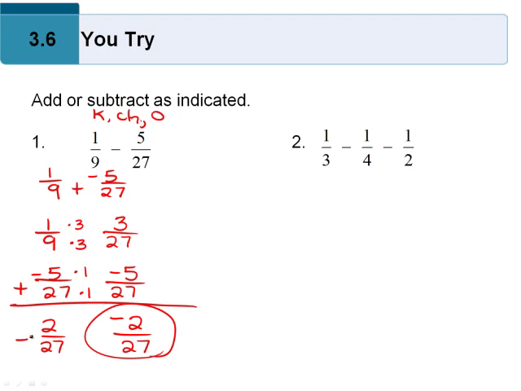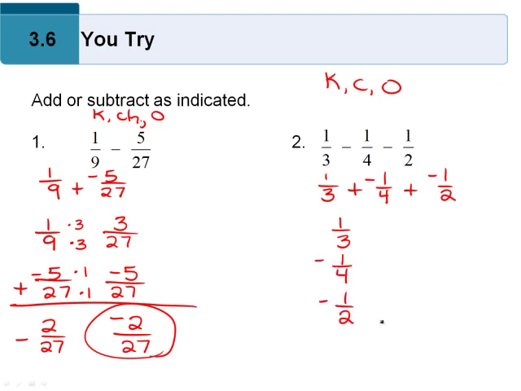All right, number 2, 1/3 minus 1/4 minus 1/2. So we're going to have to do keep, change, and opposite on both of these subtraction signs. So it's going to be 1/3, keep that the same, add, that's the change, and then the opposite would be negative 1/4. Now negative 1/4 is the keep, change it to addition, and the opposite of 1/2 would be negative 1/2. So we're looking at 1 positive fraction and 2 negative fractions, negative 1/4 and negative 1/2.